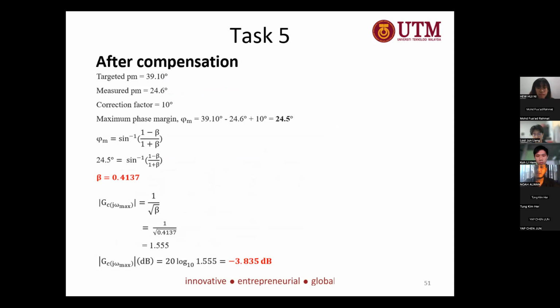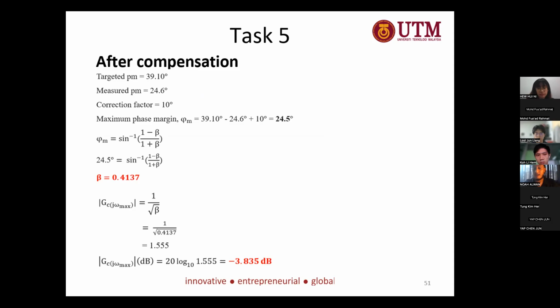So here we can see after compensation, our targeting phase margin will be 39.10, while the measured phase margin is 24.6. So we are using a correction factor equal to 10. Since we calculate the maximum phase margin, we got 24.5. Here we want to obtain the beta. We got the beta, which is equal to 0.4137.